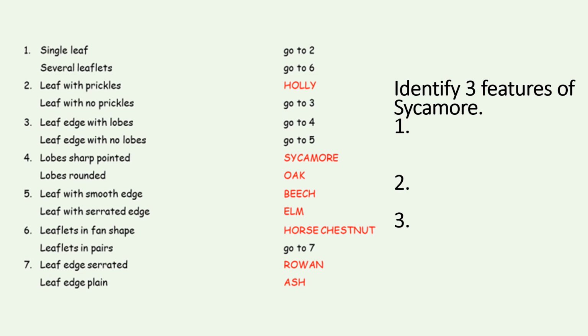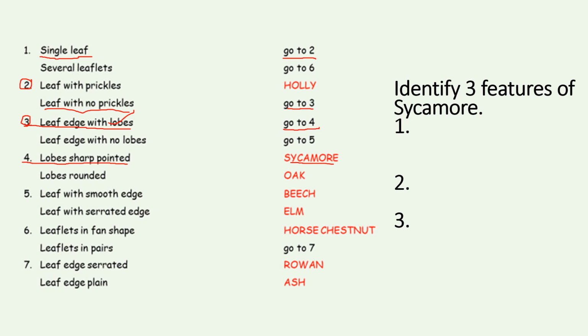So the answer would be, you need to look at a sycamore, and we know that it's got lobes sharp pointed, and we know we've had to go to 4 to get that information. So we go to 4 and we go with the statement that it is. So it says leaf edge with lobes. So its leaf edge must have lobes. And we've had to go to 3 to get that statement, so we've got to go to 3 bit. And then it says leaf with no prickles. So we've had to go to statement 2 to get that. So we need to go to the go to 2 part, and that would be single leaf.